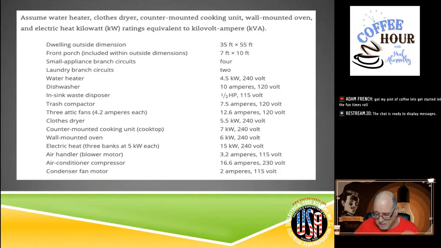You should do the same thing. We're going to get this value because we're going to need it later, so might as well knock it out now. This is a single phase, it is 115. So we're going to go to 430.248. We're looking at a half horsepower. We go down to the left, half horsepower. We go to the right, 115. And that's going to tell me that it's 9.8 amps. Okay.